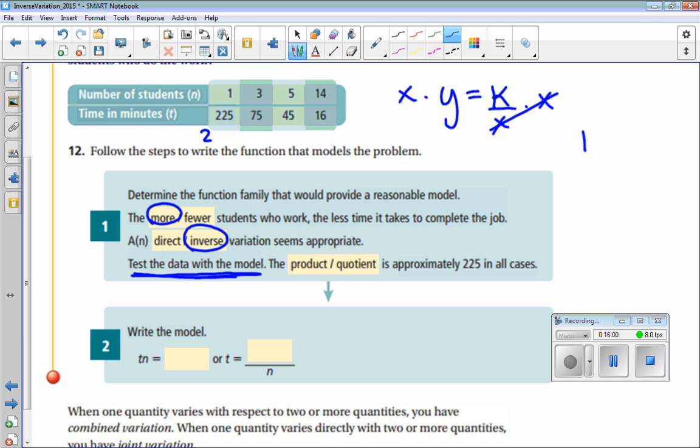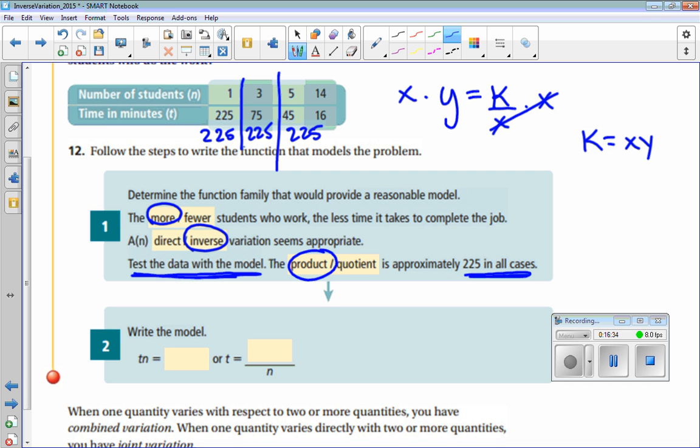So isn't k equal to xy? If I just multiply x times y, I'm going to find approximately what k is. So 225. Let's see if it works. What's 75 times 3? 225. What's 45 times 5? So it's approximately 225 in each case. Would you agree? So the product is approximately 225. So that is k. Would you agree?